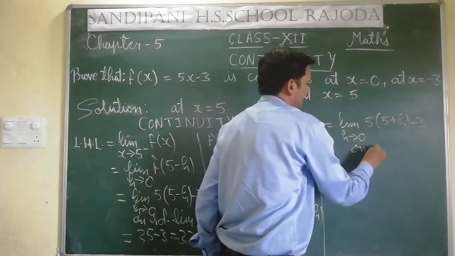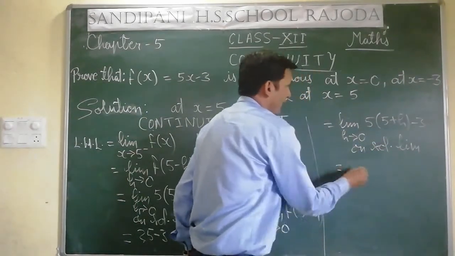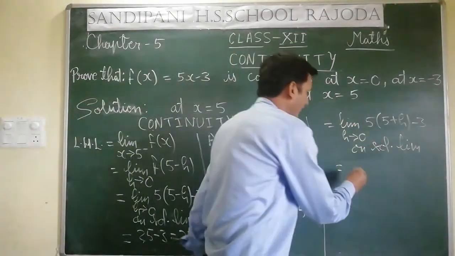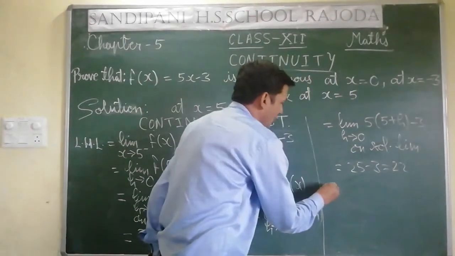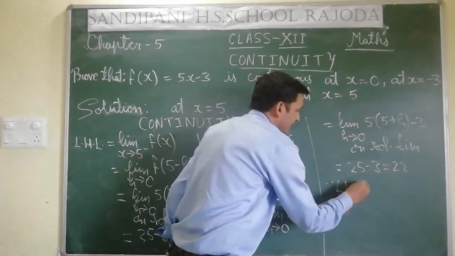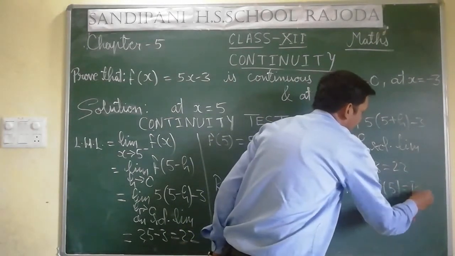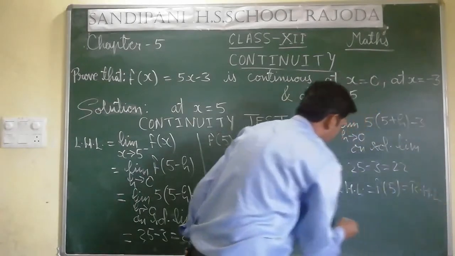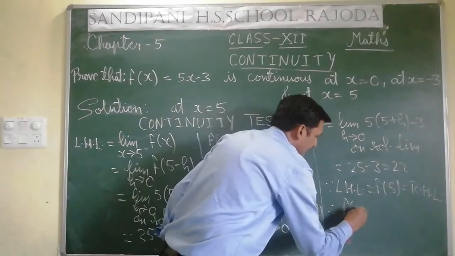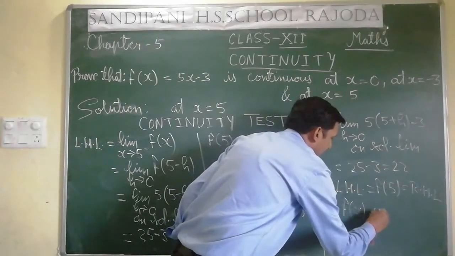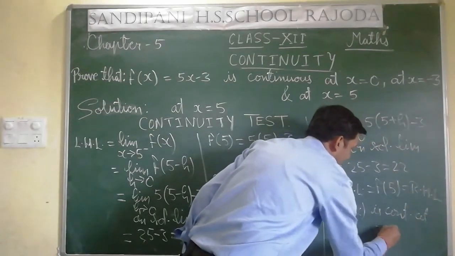On solving limit, if we put h is equal to 0 here, then it will be 25, 5 5s are 25, minus 3, again it is 22. So because LHL is equal to f of 5 is equal to RHL, therefore function f of x is continuous at x is equal to 5 also.